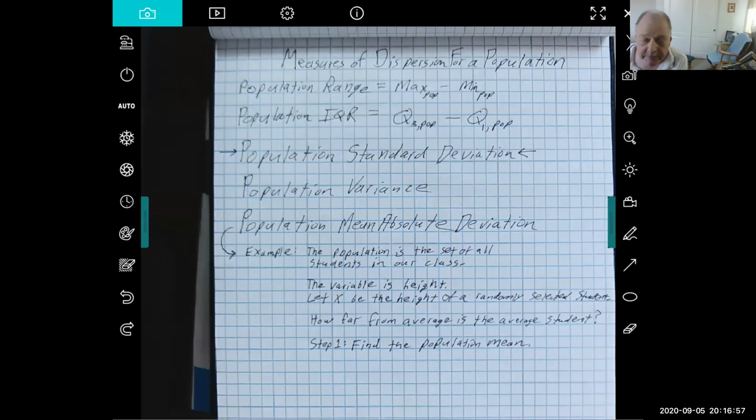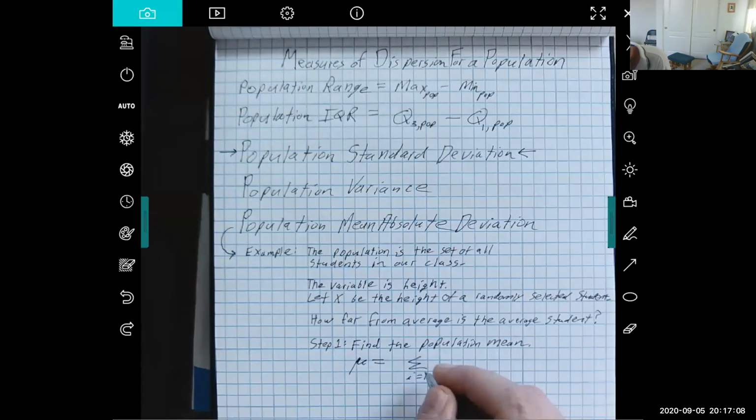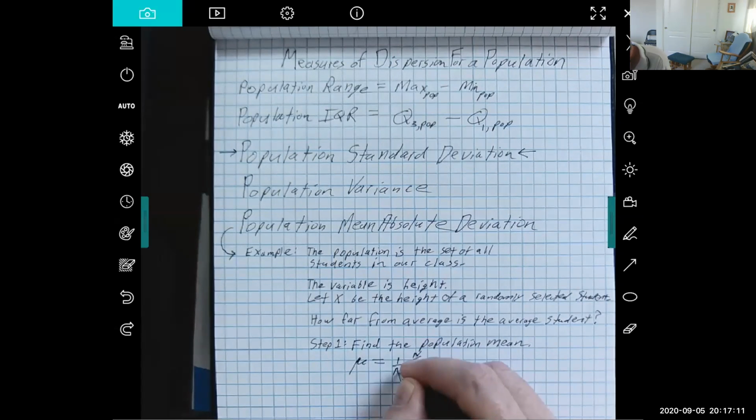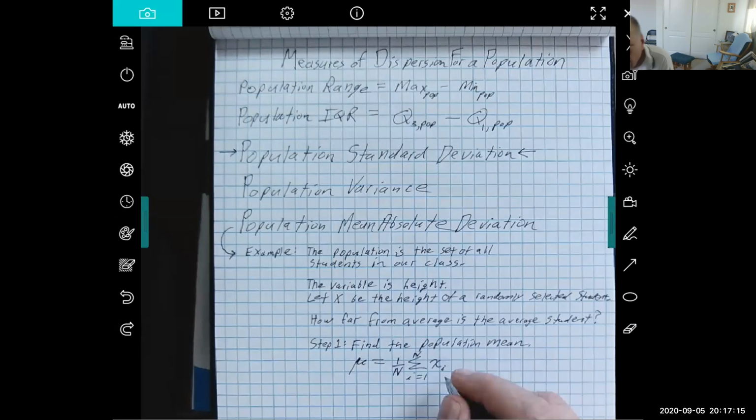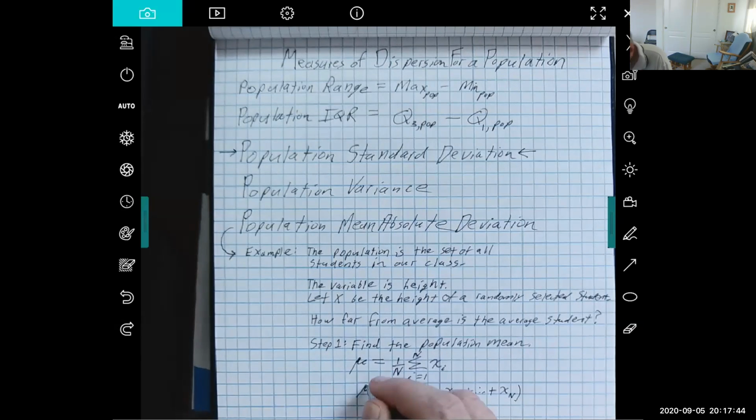So I'm going to find the population mean. So I make the sum of the x values for all the students and divide by how many students there are in our population. That's the population mean. I'm using the Greek letter mu to stand for that.